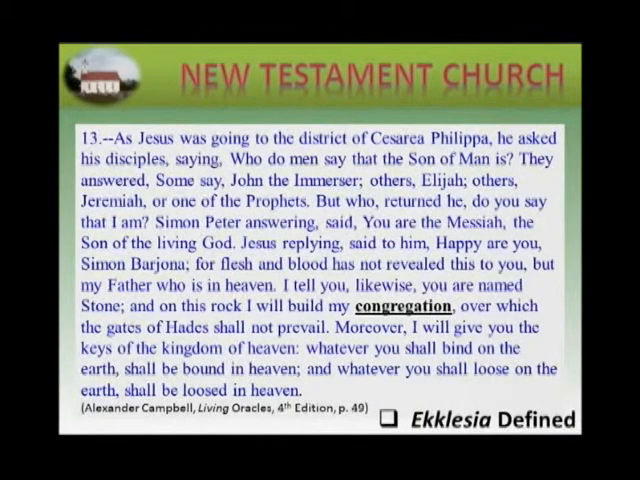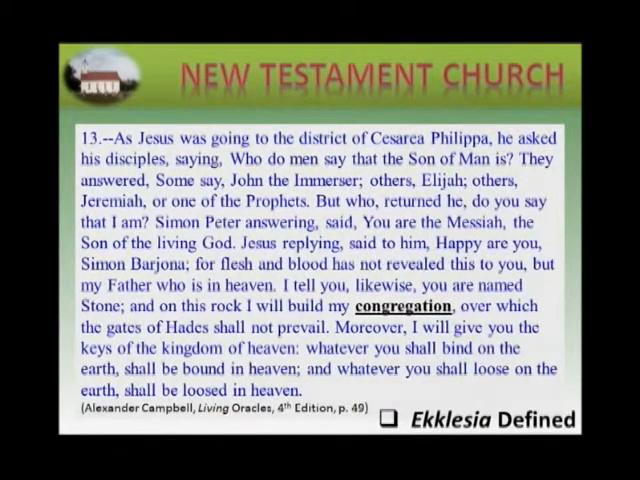Well, this is how Alexander Campbell, who had his own translation as Hugo McCord mentioned, translated it. I thought I'll show you how he translated this term. His version is called the Living Oracles. It says, and Jesus was going to the district of Caesarea Philippi. He asked his disciples, saying, who do men say that the Son of Man is? They answered, some say John the Immerser, others Elijah, others Jeremiah, or one of the prophets.